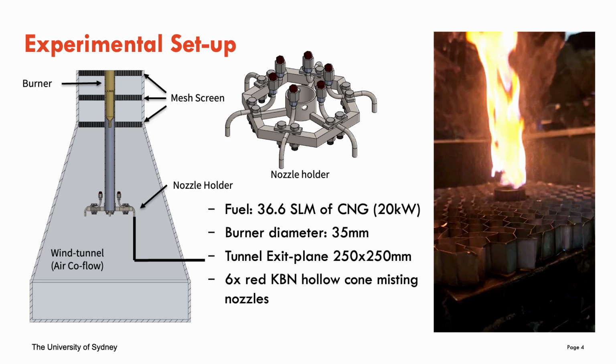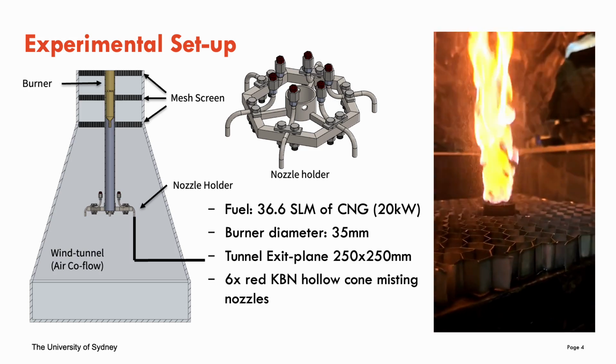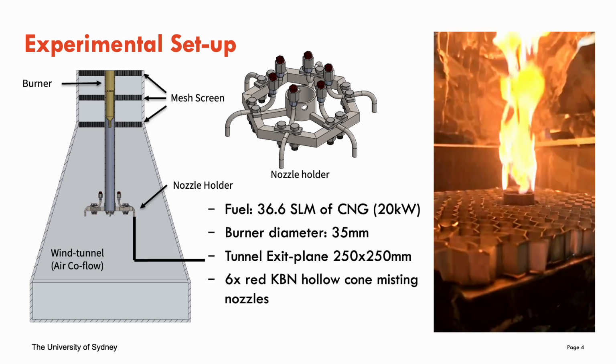Our fuel in this case is 36.6 standard liters a minute of CNG, compressed natural gas, which is effectively a 20 kilowatt flame. Our burner diameter is 35 millimeters, the wind tunnel exit plane is 250 millimeters by 250 millimeters, and we use 6 Red type KBN hollow cone misting nozzles. These nozzles produce water mist with a cone angle of about 80 degrees and a nominal droplet diameter of 50 microns. On the right is just a video of what this experiment looks like.